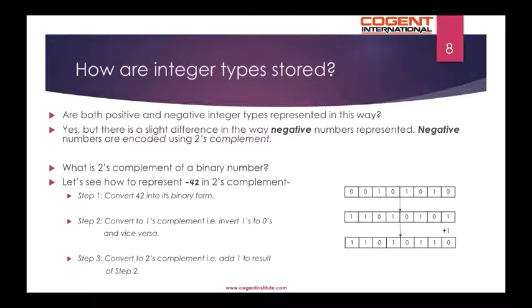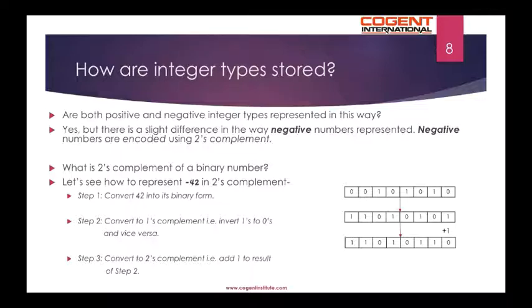So the obvious question is, are both positive and negative integer types represented in the same way? Yes, in terms of representing them in binary form, but there's a slight difference in the way negative numbers are represented. Negative numbers are encoded using 2's complement. Now, what is 2's complement of a binary number? Let's check this with an example. Let's see how to represent minus 42 in 2's complement.